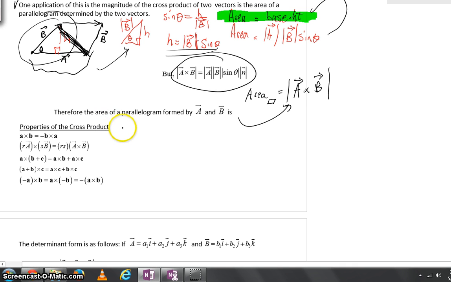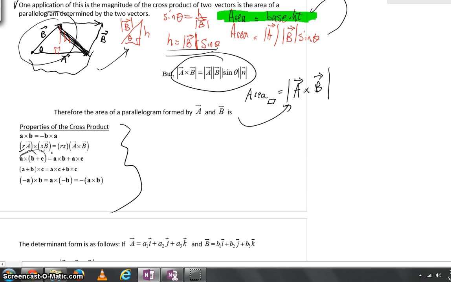Some properties of the cross product. We've listed a few here. A cross B is not the same thing as B cross A. It would be only when you take the negative of that cross product on the right side. If you have a constant multiplied out in front, R vector A cross S vector B, it's as if you could just pull both constants out in front and multiply them. If you have A cross B plus C, you could distribute that cross product.